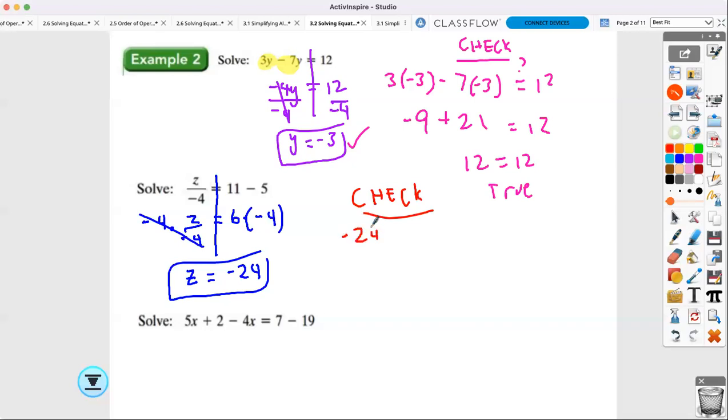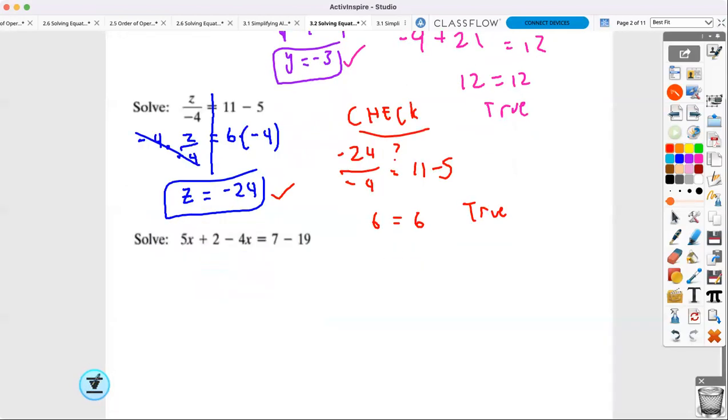So it'll be negative 24 divided by negative 4 equals 11 minus 5 question mark. Well, we know 11 minus 5 is 6, right? And negative 24 divided by negative 4 is positive 6. That's true. So this is the correct solution.